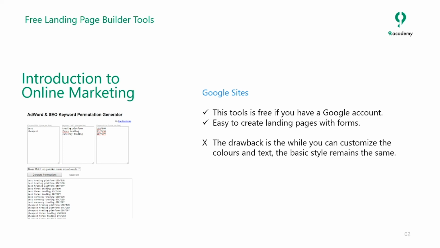So the first is the AdWords and SEO keyword permutation generator. Google Sites is the platform. This tool is free if you have a Google account, and it's easy to create landing pages with. It also gives you feedback on the keyword research, as you can see here. So you should definitely be using the keyword permutation generator.